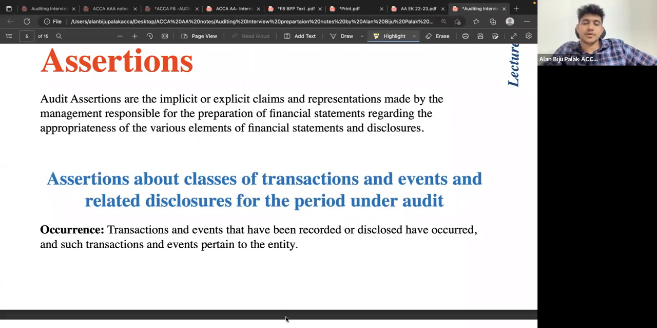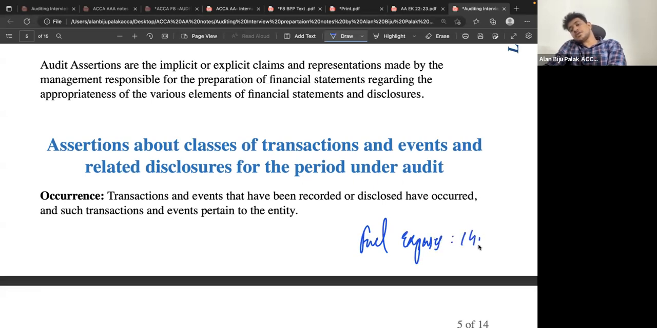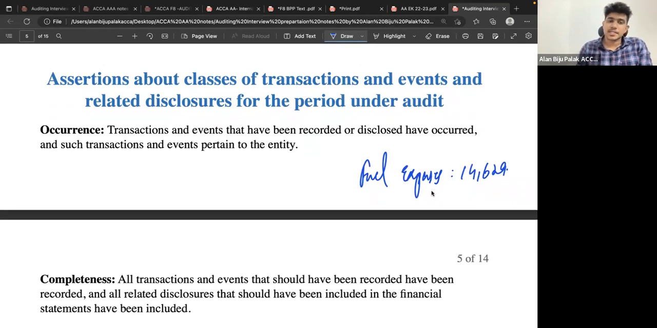It is the responsibility of the auditor to ensure whether this claim is correct or not. Suppose it is mentioned in the scenario that there is a fuel expense relating to the entity, 14,629. They have recorded the fuel expense in the scenario, and the examiner is asking us to perform procedures to confirm the fuel expense balance. So what do we need to do? Management has claimed that this fuel expense has actually occurred, and that it occurred for the entity. So how can we confirm that?